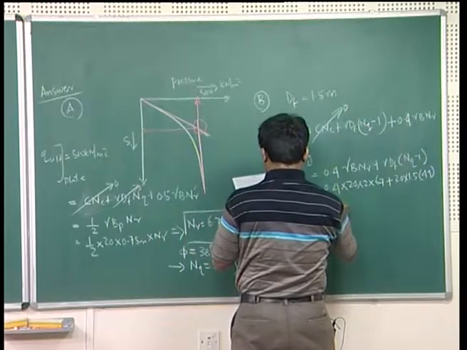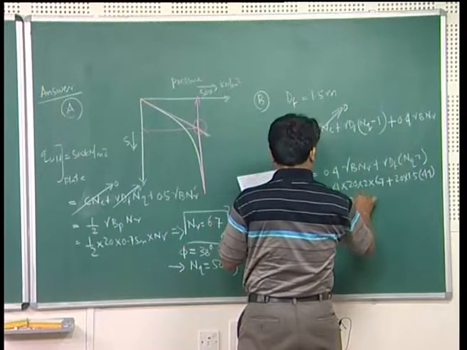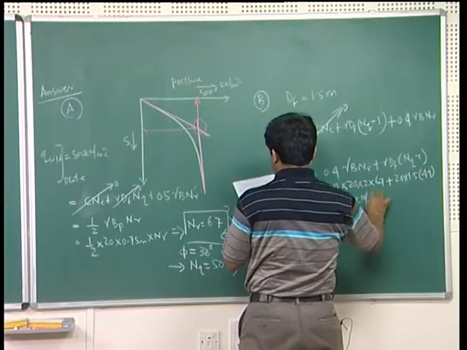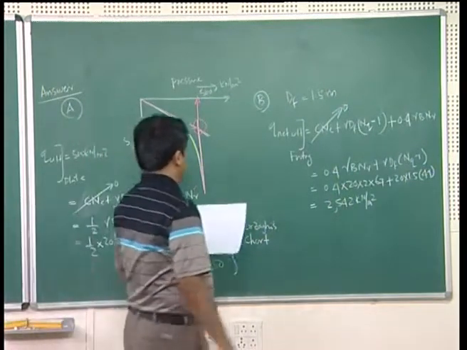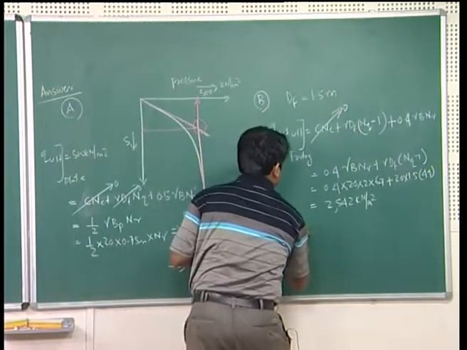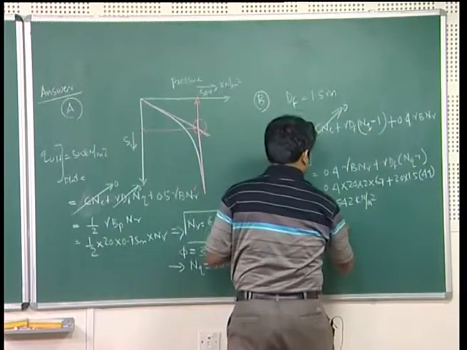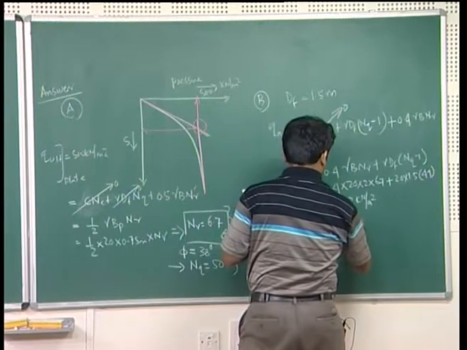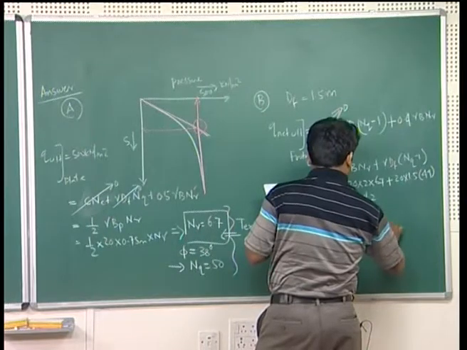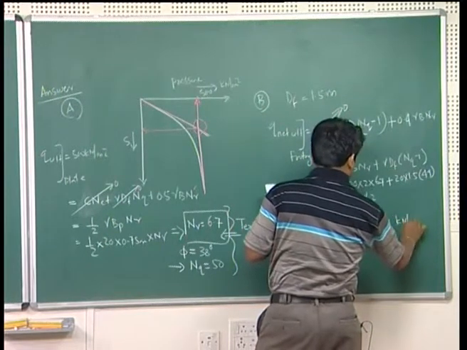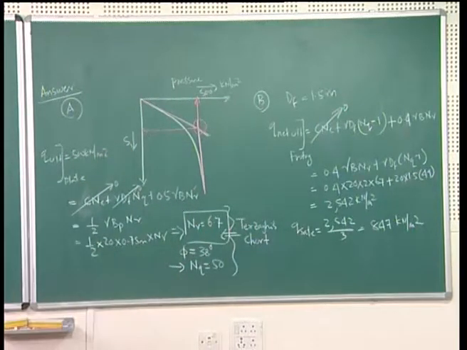From there you will get 2542 kilonewton per meter square. Then Q safe is equal to 2542 by 3, which is equal to 847 kilonewton per meter square. This is your safe bearing capacity.